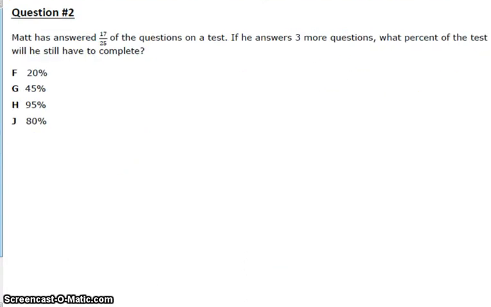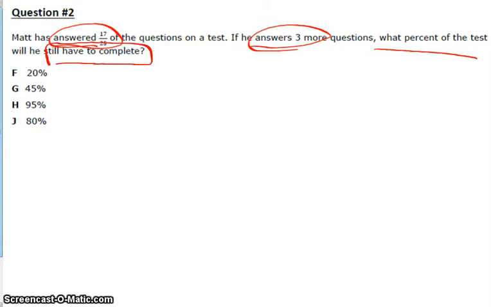Okay, question number 2. Matt has answered 17 out of 25 of the questions on a test. If he answers 3 more questions, what percent of the test will he still have to complete? Okay, so let's annotate. He has answered 17 out of 25. He's going to answer 3 more. And the question is asking for what percent of the test does he still have to complete?